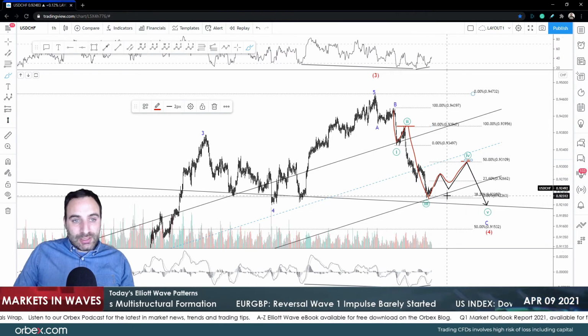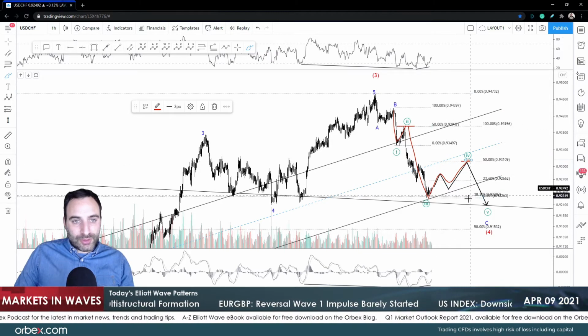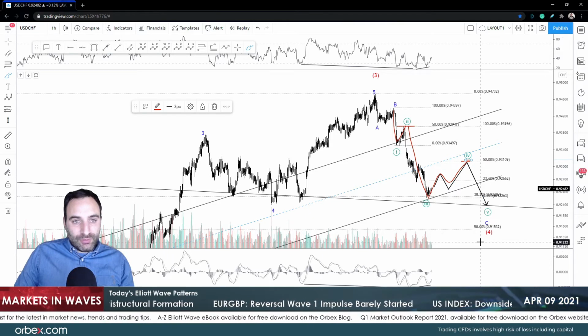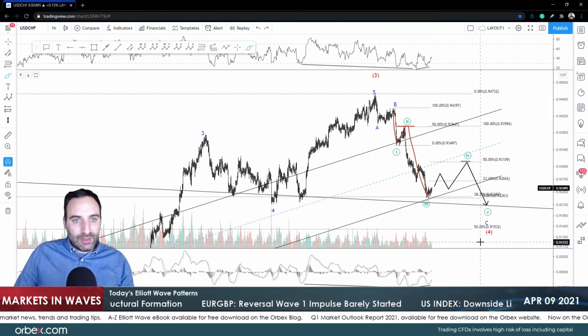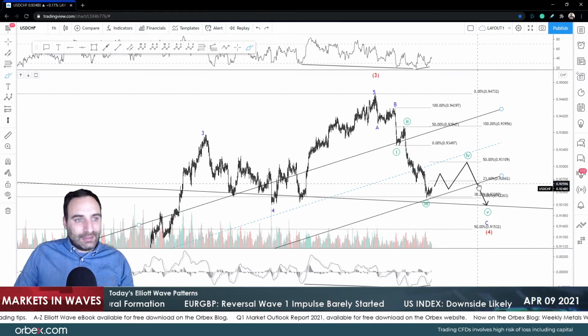This is the rule of alternation being respected, because the two corrections on the current 5-wave move equal 100%. This is how that is done. So I'm more keen on seeing that scenario playing out.